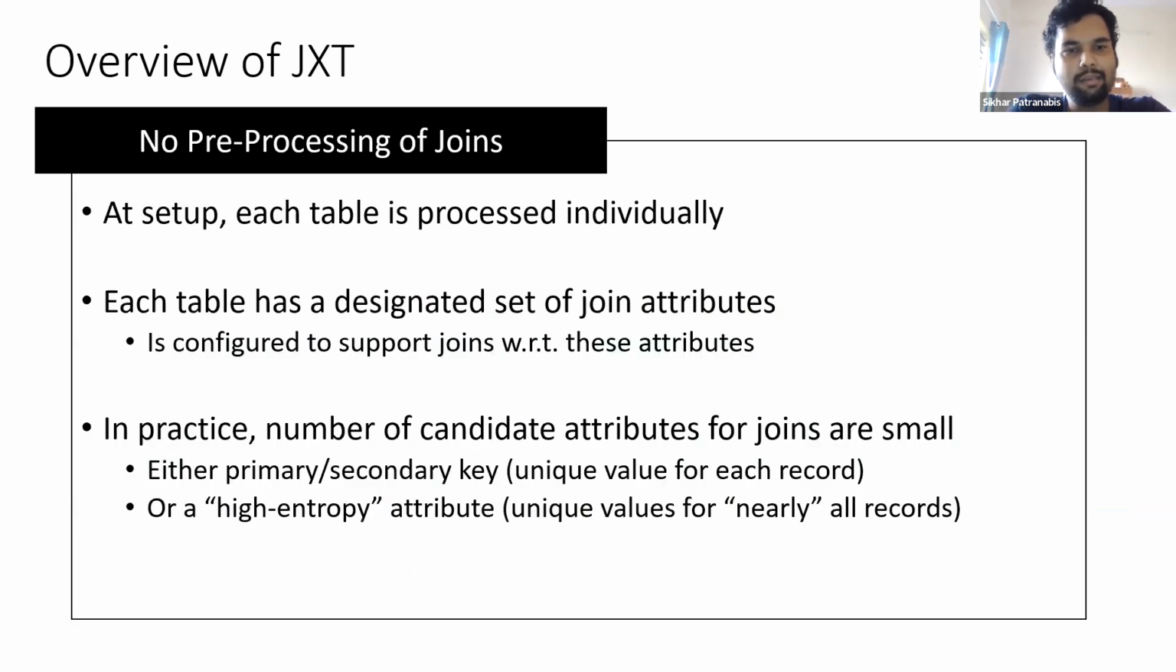Now, what does this mean? It means that in practice, typically what we have is a small number of candidate attributes in a table with respect to which it is typically joined. For example, a join attribute is typically a primary or a secondary key, which in relational database parlance means that you have a unique value for each record. This is an attribute which does not repeat its values across records, or it's a very high entropy attribute in the sense that it has almost unique values for all records. And typically such attributes are small in number.